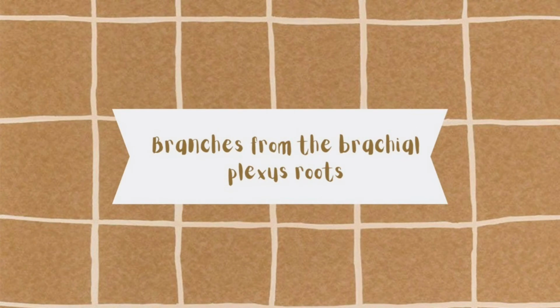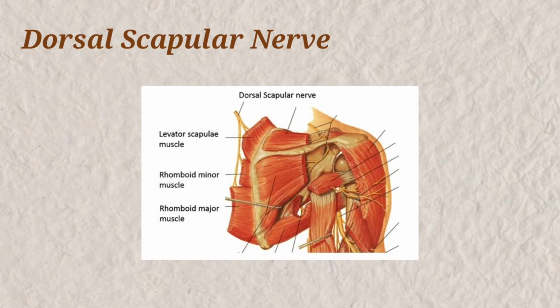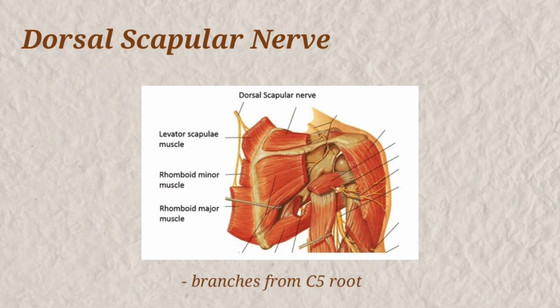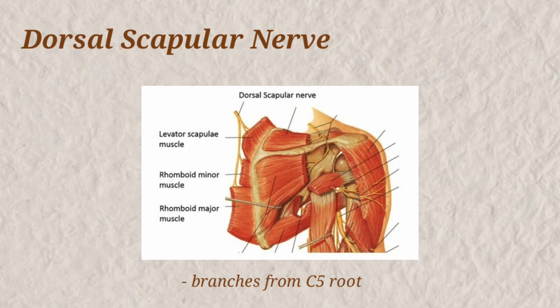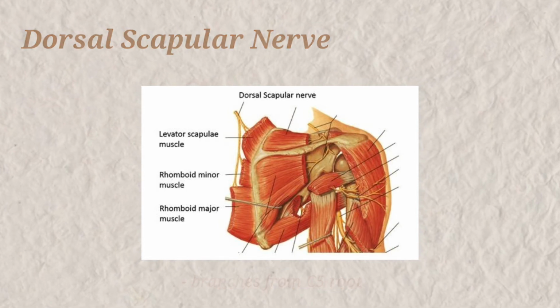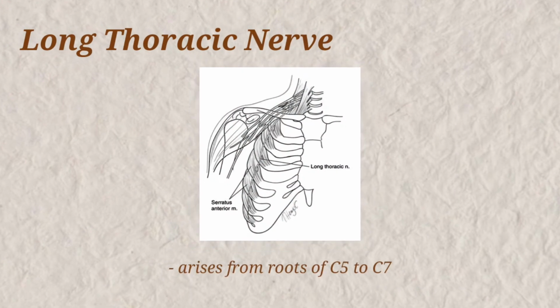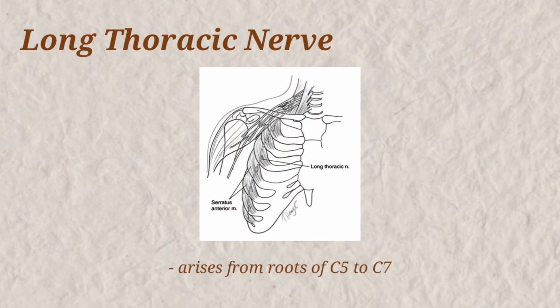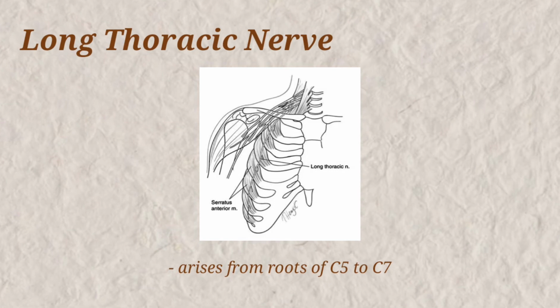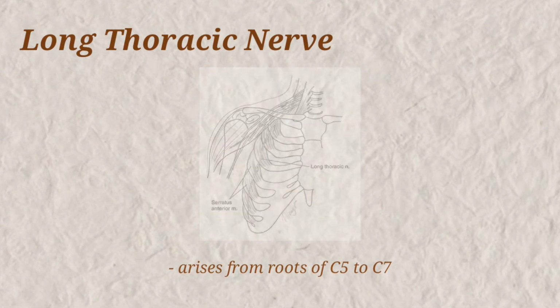Let's discuss first the branches from the brachial plexus roots. First, we have the dorsal scapular nerve that branches from the C5 root. It supplies the rhomboids and levator scapulae. Next, we have the long thoracic nerve that arises from roots C5 to C7 and supplies the serratus anterior.